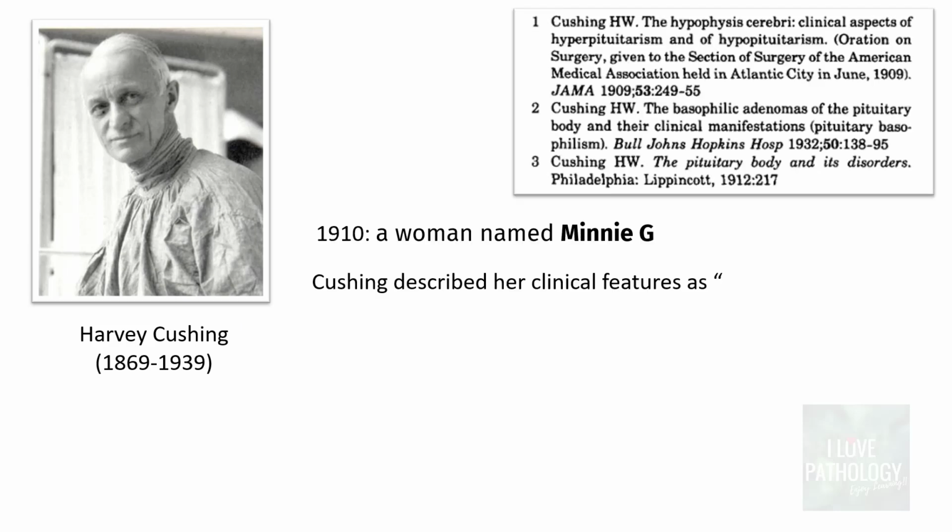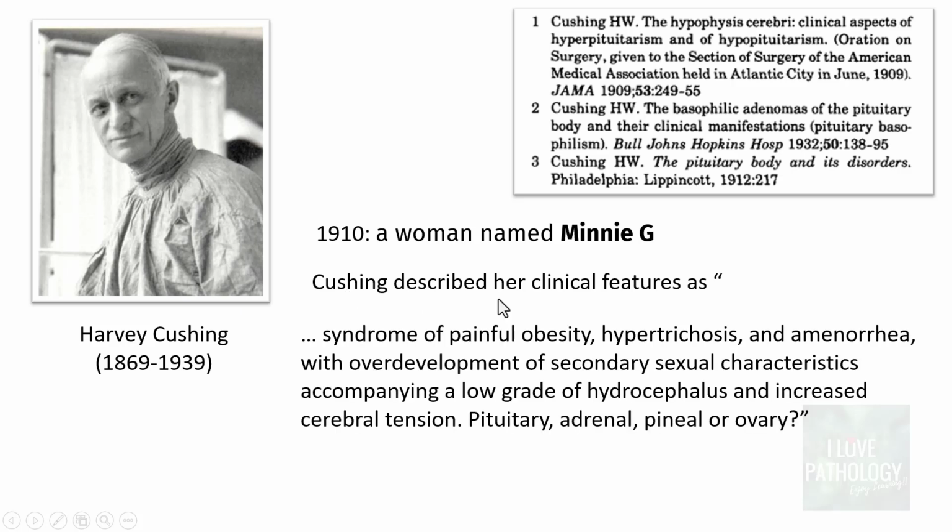Dr. Harvey Cushing was an eminent neurosurgeon in the United States. Way back in 1910, he described a particular case series. All three articles are from Dr. Cushing. Specifically, a woman named Minnie G. Dr. Cushing described her clinical features. He described it as a syndrome of painful obesity, hypertrichosis, and amenorrhea with overdevelopment of secondary sexual characteristics, accompanying a low grade of hydrocephalus and increased cerebral tension.